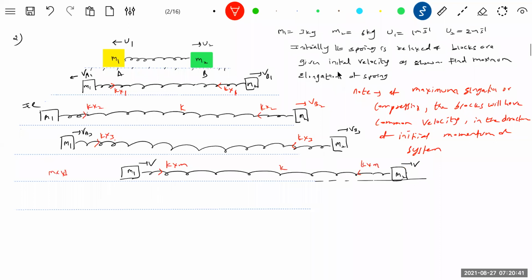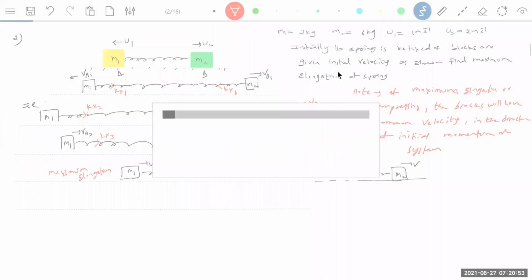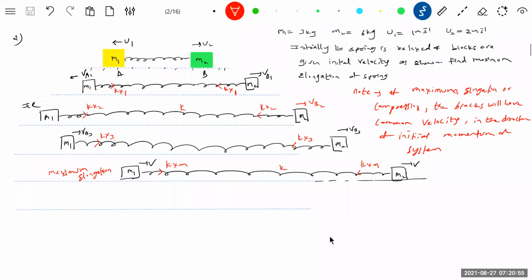Sir, which means M2 is attracting M1? I'll break your head. Don't say attract. What is the word attract here? Huh? Nothing. Just listen.